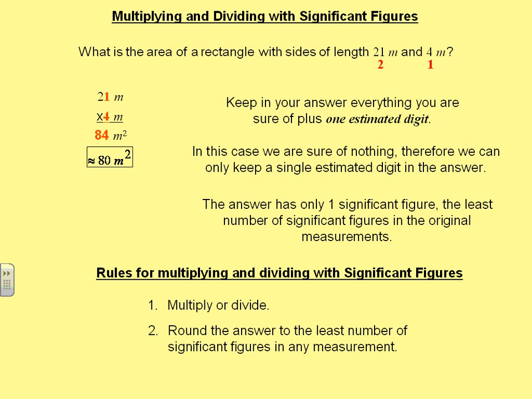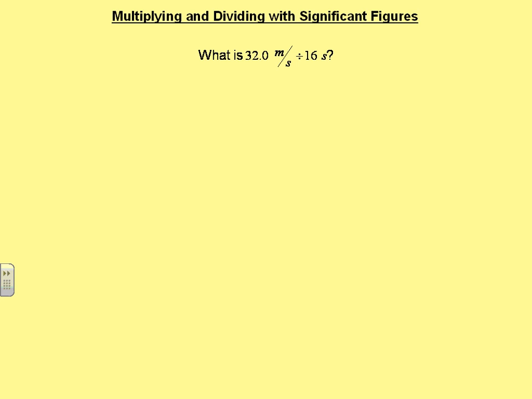Okay, so let's try one more example with this set of rules now. Let's just take some random 32.0 meters per second divided by 16 seconds. Why are we dividing these things? We'll have problems like this later on in the year. For now, let's just do it as an exercise. So the first step says multiply or divide. I hope you can divide 32.0 by 16. Of course, the calculator would give us 2.